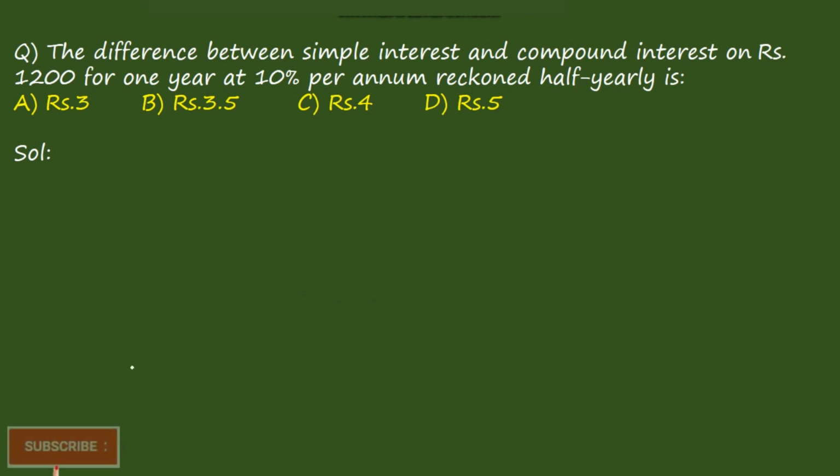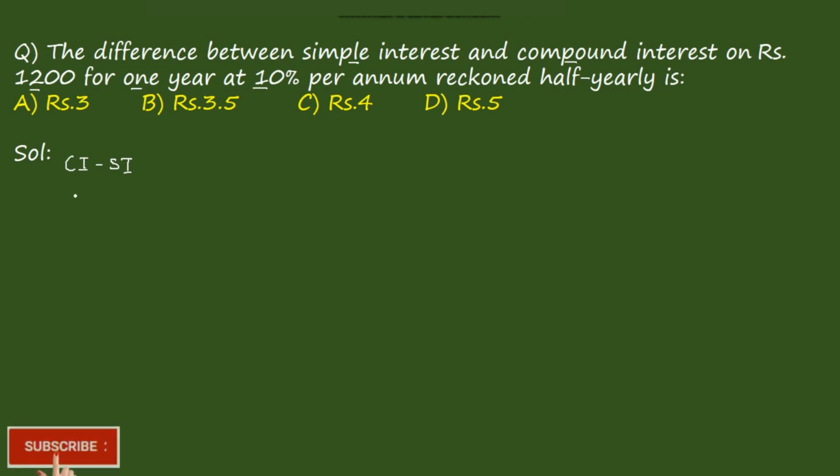Come to the next question. Difference between the simple interest and compound interest on rupees 1200 for 1 year at 10% per annum, compounded half yearly. Okay, first we understand the question. They're saying the difference between the simple interest and compound interest. So we have to find the compound interest minus simple interest, right?